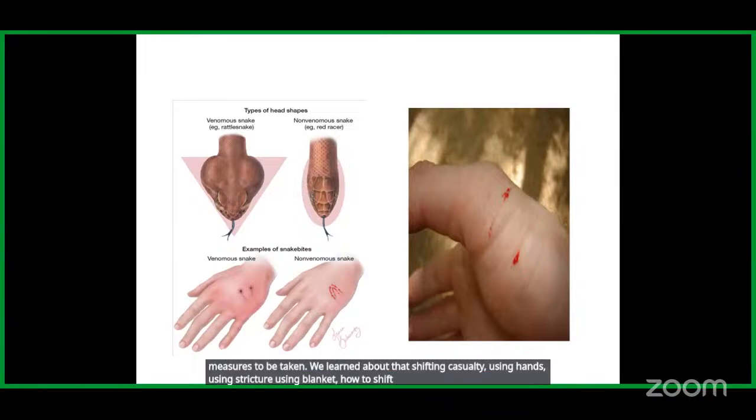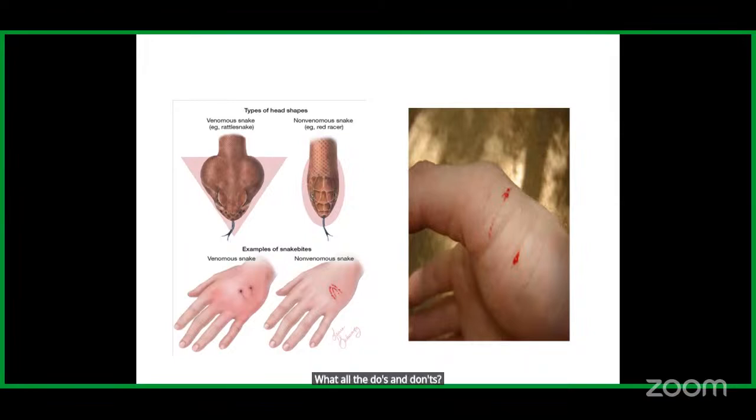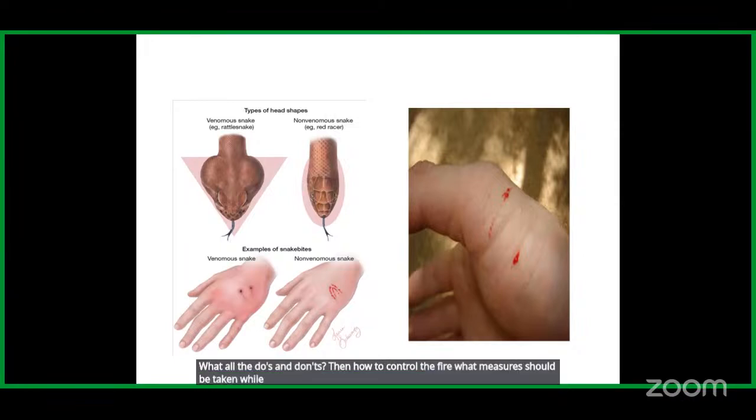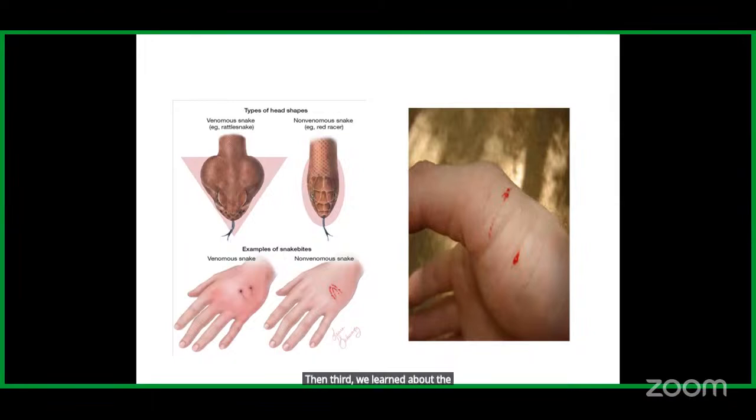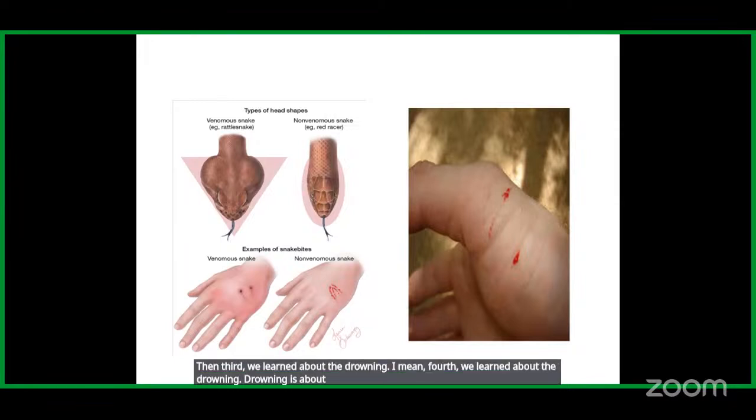Then we learned about fire. In case of fire, what are the do's and don'ts? Then how to control the fire, and what measures should be taken while coming out from a smoky chamber. Then, we learned about drowning. Drowning is about how to prevent drowning. Drowning is a preventable death.